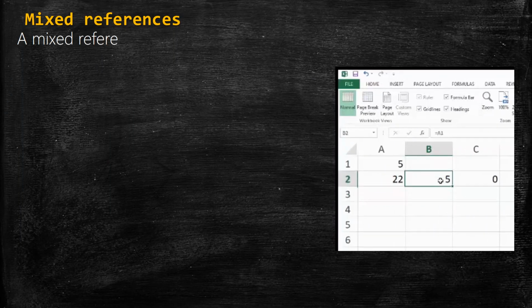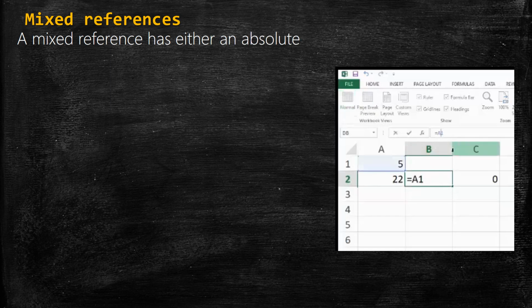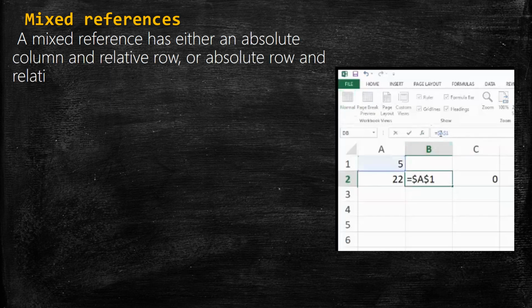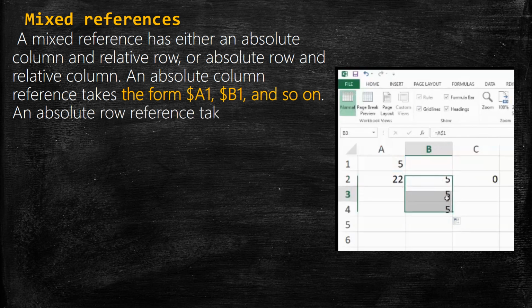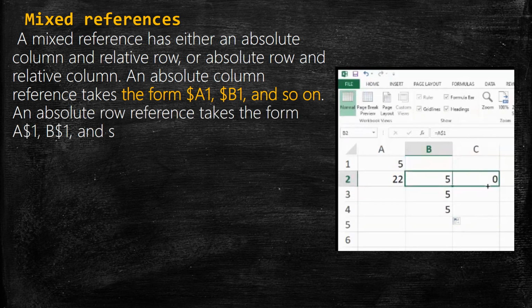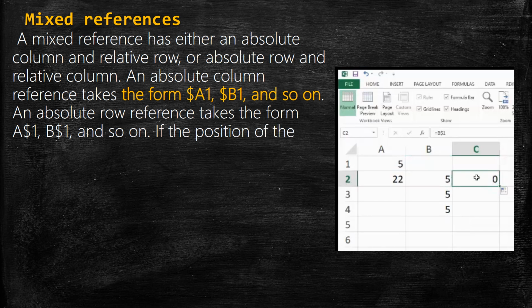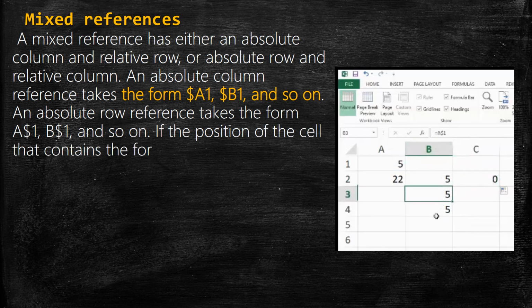A mixed reference has either an absolute column and relative row, or absolute row and relative column. An absolute column reference takes the form $A1, $B1, and so on. An absolute row reference takes the form A$1, B$1, and so on.